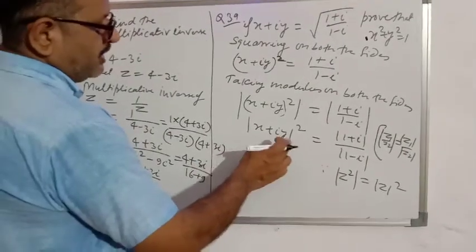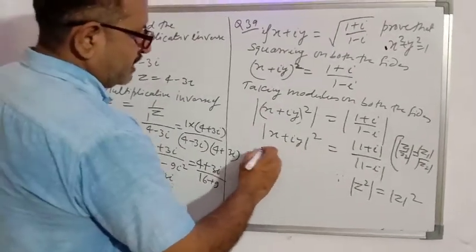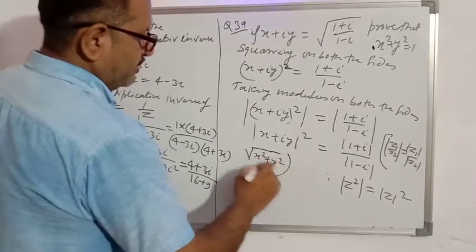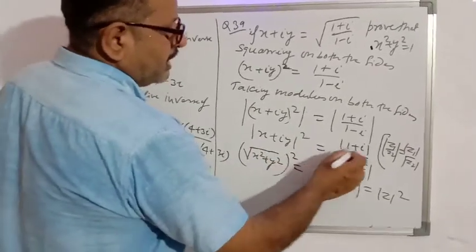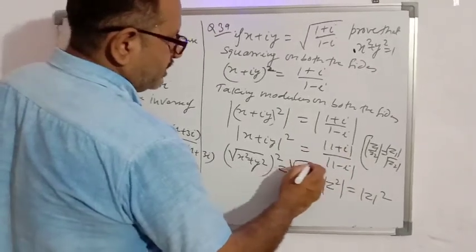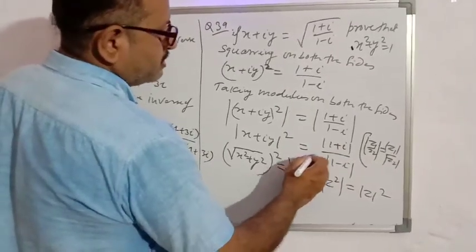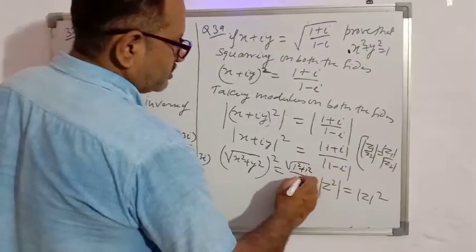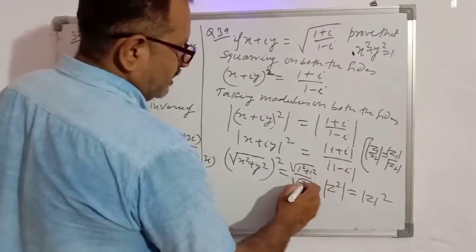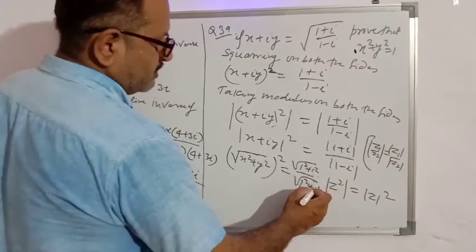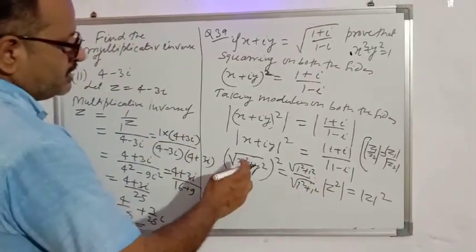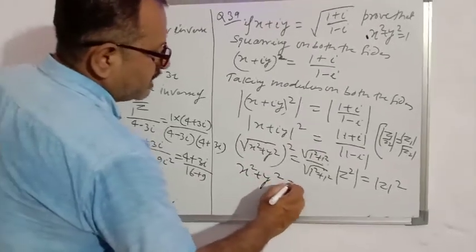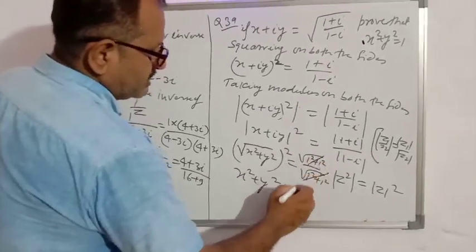So what is the mod of x plus iy? Under root x square plus y square, whole square. And here the mod of the numerator is under root 1 square plus 1 square, and this one again is under root 1 square plus minus 1 square, so it will be 1. When we take the square, it will be x square plus y square, and this one we can cancel, so it will come.